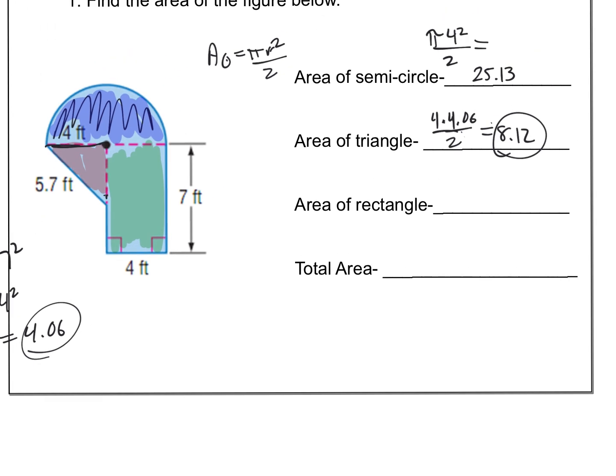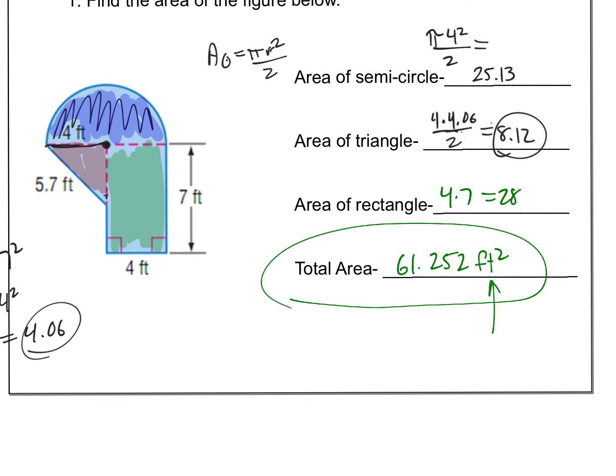The rectangle is pretty easy. A rectangle, just 4 times 7, 28, and move on. So now I got to add all those things. So my total area becomes 61.252 square feet. Label is important here. So make sure you label, please. But that's what I'm doing. I'm taking piece by piece. I took half of the semicircle. I took half of a circle, so I just divided it by 2. I'm breaking it apart and trying to take it piece by piece.